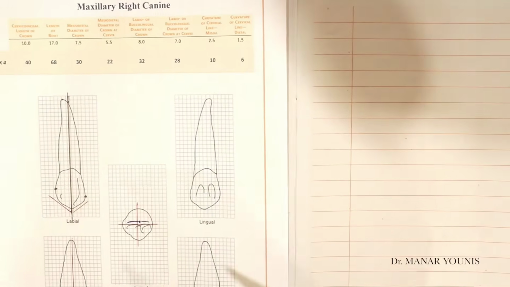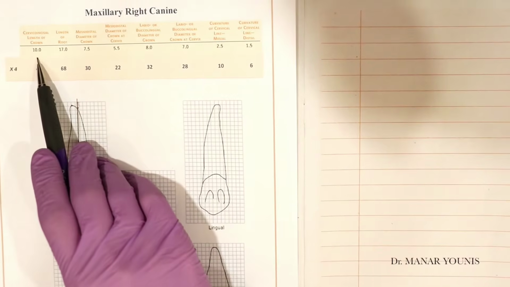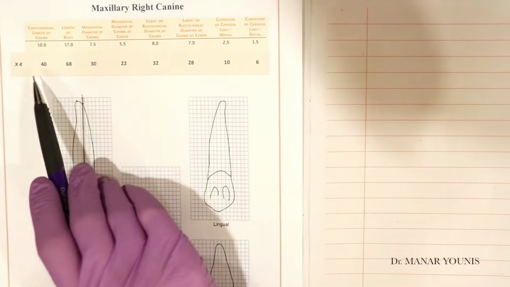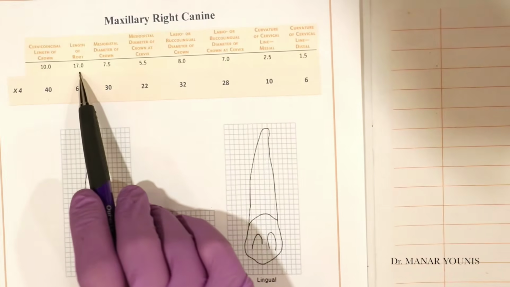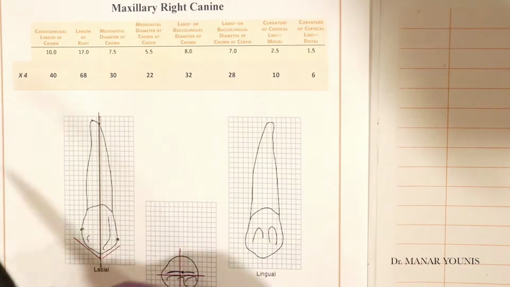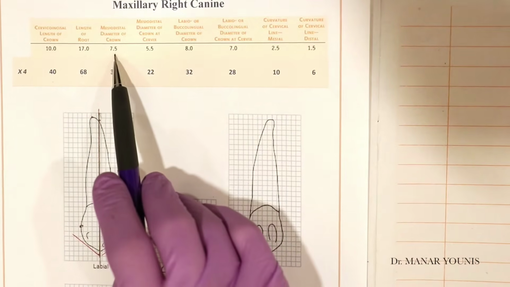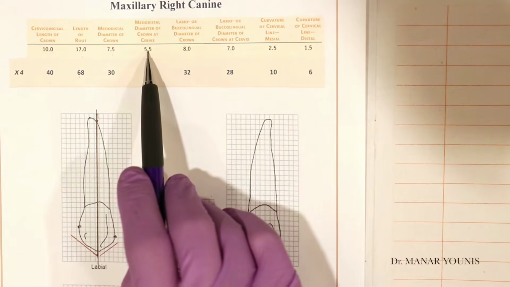The measurements I will need to draw the labial aspect are the length of the crown, which is 10 millimeters, multiplied by 4 equals 40. Length of root, which is 17 millimeters, multiplied by 4 equals 68 millimeters. Then I will need the mesodistal diameter of the crown and the mesodistal diameter of the crown at the cervix.